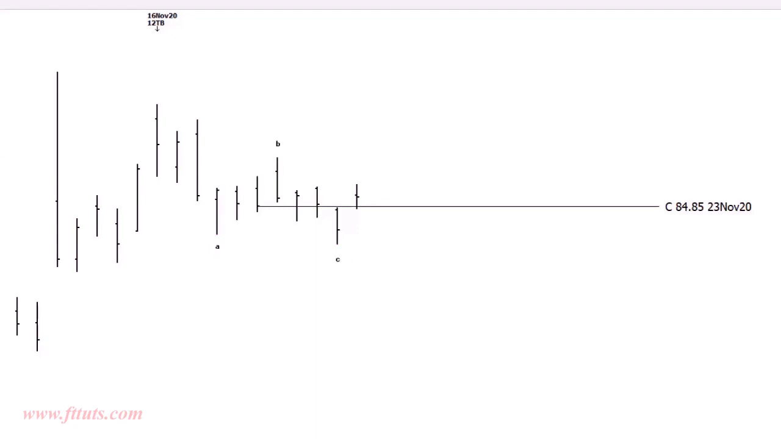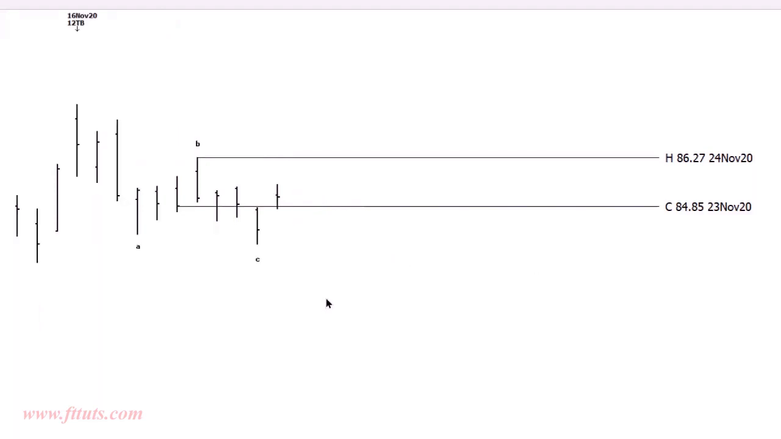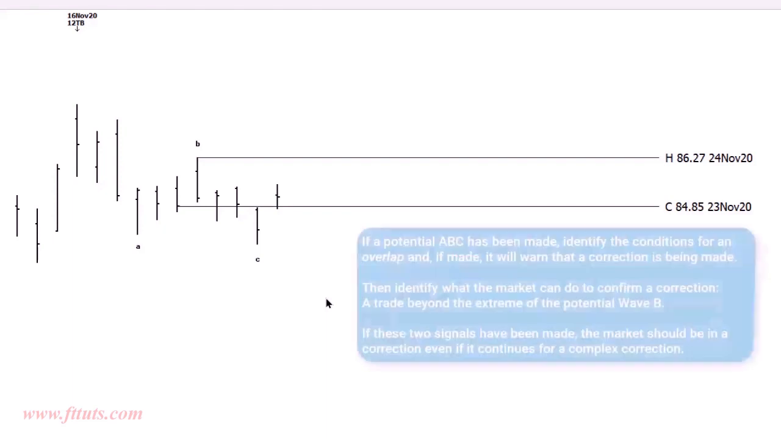What would confirm it as an ABC? So we've got the overlap. That's the warning that it is. Well, a trade above the wave B high would definitely confirm it as a 3-section ABC. Well, let's add some data onto this chart and see what kind of information it gives us as we get each new bar.